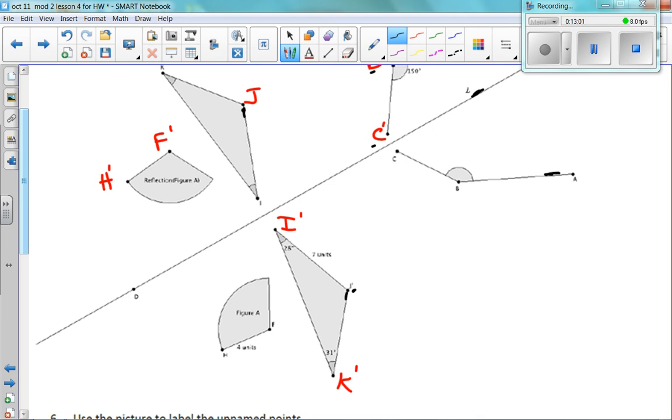Okay, make sure you're seeing that this point here is I prime, just like this is I. It's not K. We're not sliding this triangle. This triangle is not sliding. It's being reflected. It's flipping over this line. Okay? Now the last two figures, this was H and F down here on the bottom. When you fold it over or flip it over the line of reflection, this point here becomes H prime and this becomes F prime.